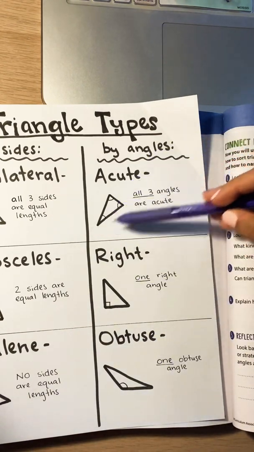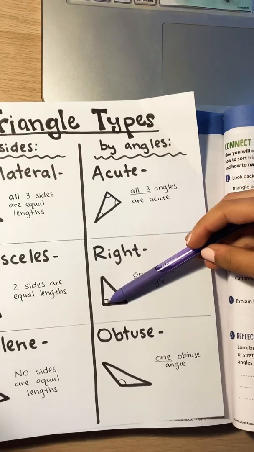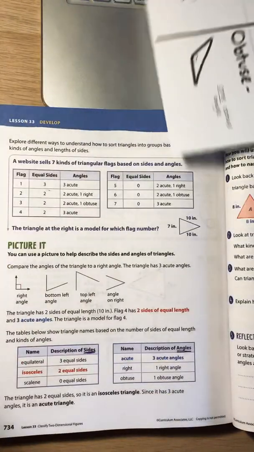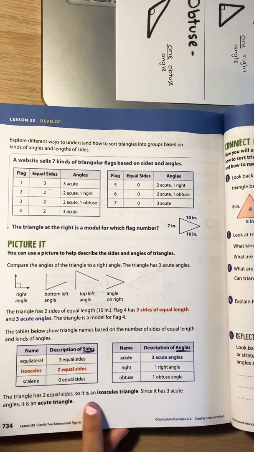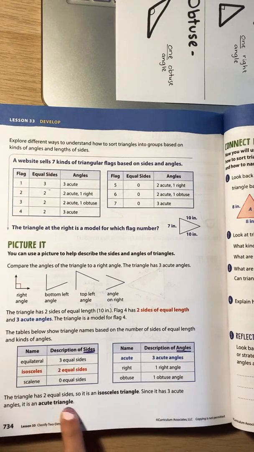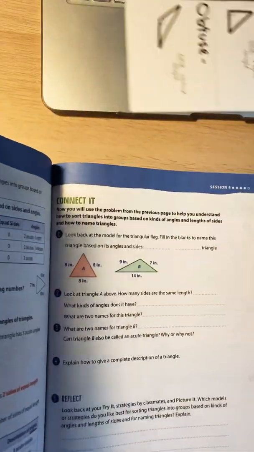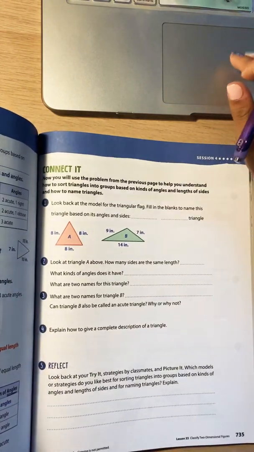Acute triangles have all acute angles. Right triangles have 1 right angle, and obtuse triangles have 1 obtuse angle. Okay, putting that aside. So that's that whole page, just explaining. And like we said before, it's an isosceles triangle and an acute triangle. All right, let's answer some questions about our problem on page 735.